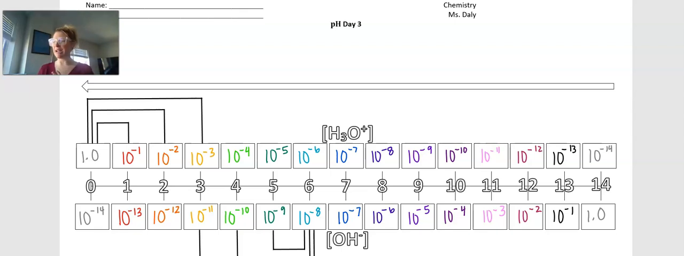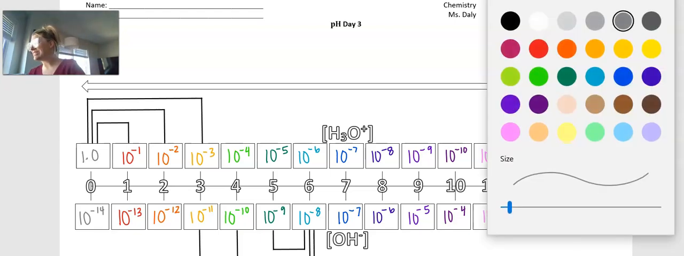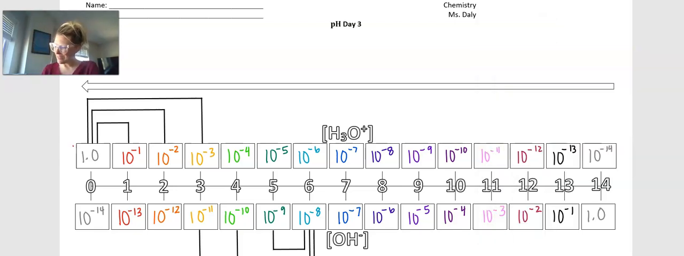Just a couple things that I want to tie back into this conversation is the idea that when we are below a pH of 7, and I'm going to highlight that by circling all of these below a pH of 7, these are all considered acids.